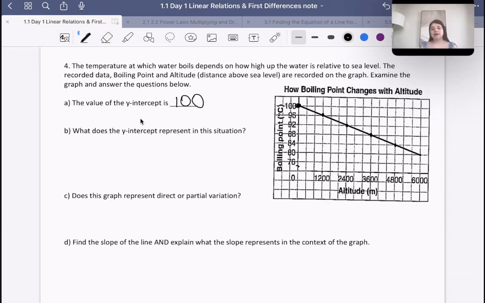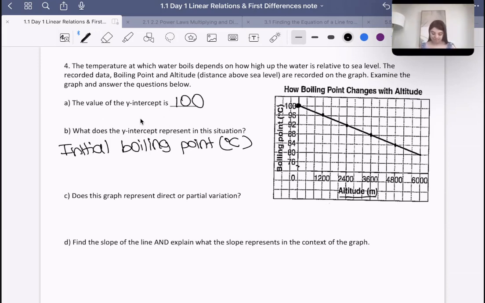What does the y-intercept represent in the situation? In general, the y-intercept is when x is 0, what is y? In this case, x is altitude. So when the altitude is 0, what is the boiling point? Basically, it expresses the initial boiling point in degrees Celsius before we've actually gone any distance above the sea level.